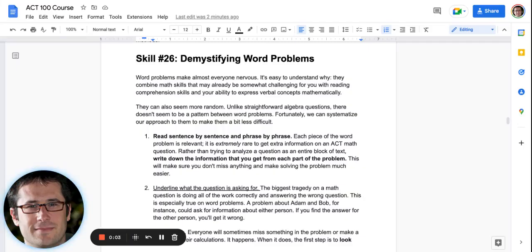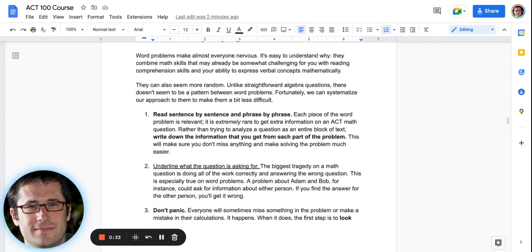All right, so skill 26 is demystifying word problems. You will have a bunch of word problems on the ACT, somewhere around 10, most likely. Some of them are going to be really wordy, and some of them will just be a little wordy and mostly math, but you're going to have words. So you have to get your head around this and learn some techniques that work to make it so that word problems aren't stressful. Initially, for most students, they're a little more stressful, but they really don't have to be, okay?